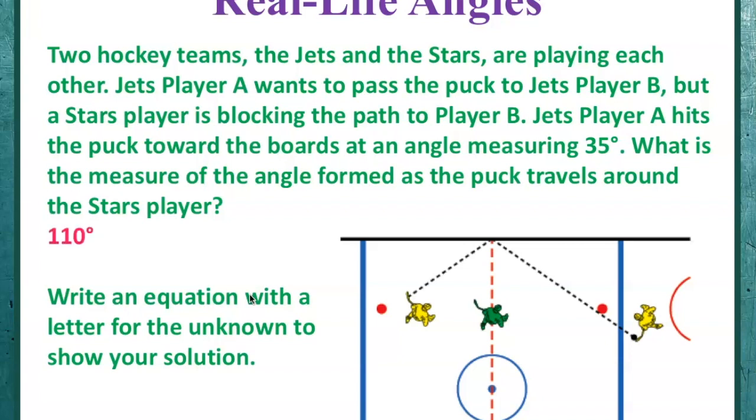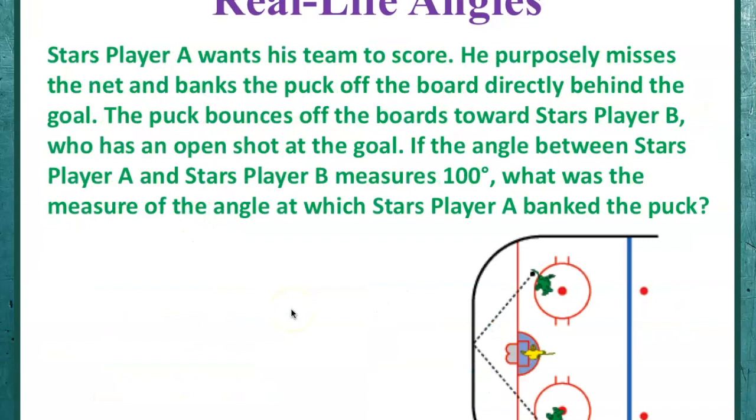So the correct answer is 110 degrees, and let me explain why. You know that this board is 180 degrees. We also know that this right here is 35 degrees, and this is 35 degrees. So you need to subtract this 35 and this 35 to get what's remaining in here, which is a total of 110. Now, if you set up your equation and said 180 minus 70, you would also be correct. Let's try it again.